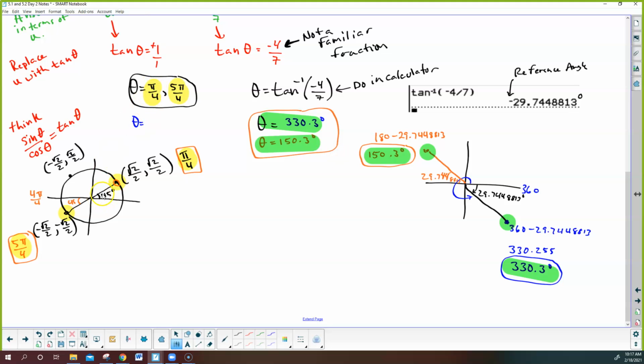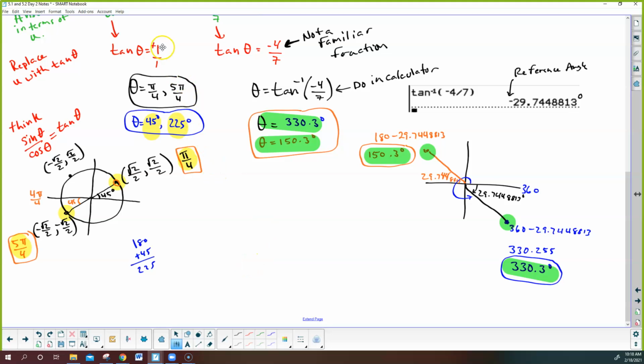Well, pi over 4, we knew that was 45 degrees. So there's my answer for pi over 4. And then 5 pi over 4 is 45 degrees past 180. So if I do 180 plus 45, that's 225. So I'm going to move that highlighted part to right here. And now you can see I've got two answers for this portion and two answers for this portion. That's about as challenging as it gets in terms of doing the most amount of work.